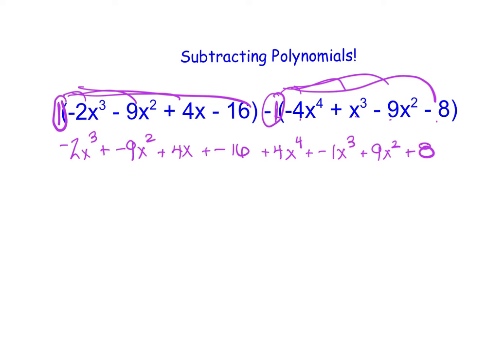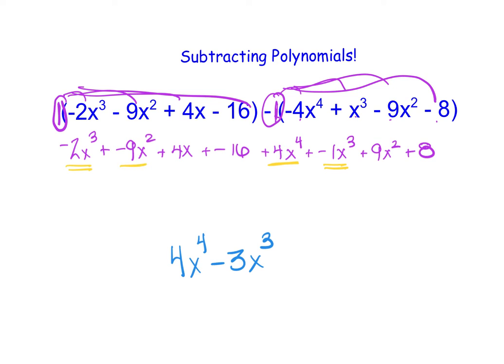Now, I like to start with the highest power and work to the smallest. So I'm going to start here with x to the fourth. When I look around, that's the only term that contains an x to the fourth, so it's going to be by itself and just be 4x to the power of 4. Now, as I look around again, I see a couple of things that have x to the power of 3. So I see negative 2x to the power of 3 and negative 1x to the power of 3. If I add those together, I get negative 3x to the power of 3.